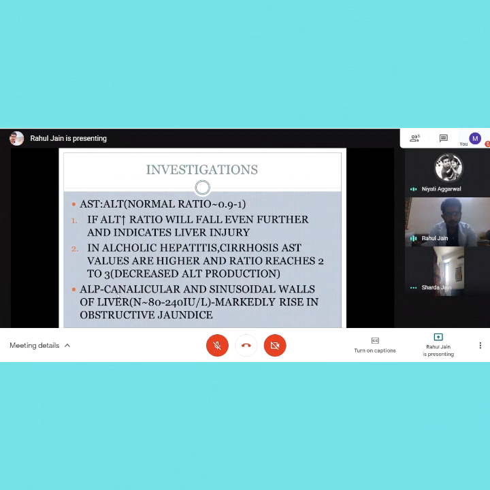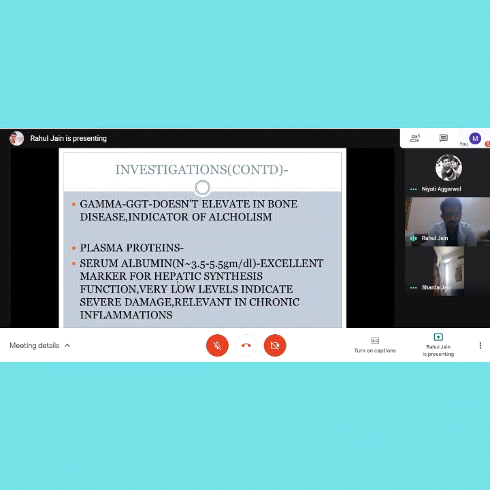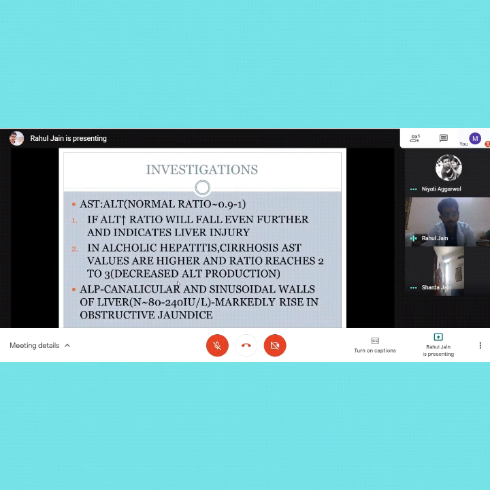So ALP is present in the canalicular and sinusoidal walls of the liver, and whenever there is something irritating those walls, it will cause a rise of ALP. It will also cause a rise of GGT. But ALP is also a marker of bone disease.